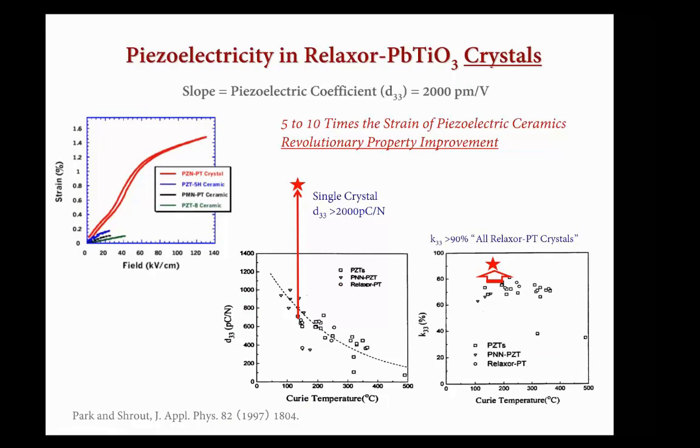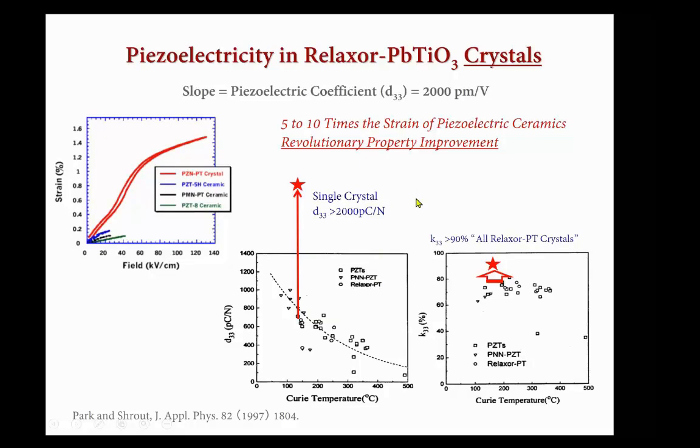So in order to observe the advantage of relaxor-PT single crystal more intuitively, we compare the single crystal to the state-of-the-art PZT polycrystalline ceramics. These two figures show the general trend for polycrystalline ceramics: higher Curie temperature and lower d33. Our single crystal shows an ultra-high piezoelectric coefficient far above the general trend, and the electromechanical coupling factor is also about 90%, much higher than most polycrystalline ceramics. Meanwhile, the relaxor-PT single crystal shows a very high strain, about 1.5%, 5 to 10 times the strain of piezoelectric ceramics. This is a revolutionary property improvement, and it also leads to a question.